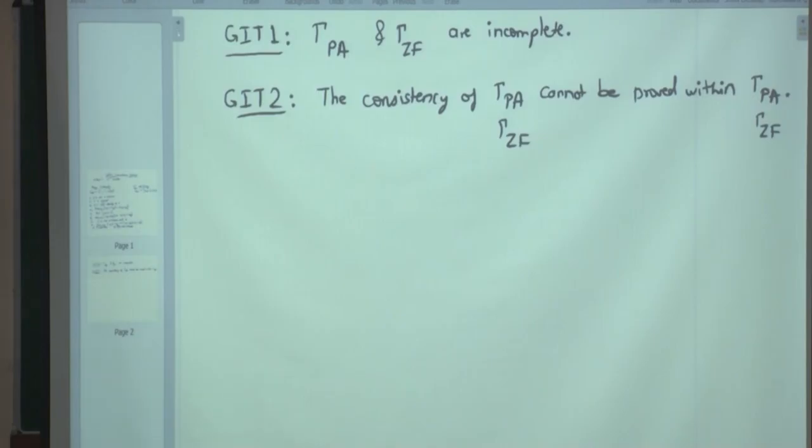The theory of set theory, Zermelo-Fraenkel set theory, if it is consistent, then you cannot prove its consistency. Sounds weird, right? I mean, why should you expect it to prove its own consistency? But that we will see, how to construct a sentence which talks about the consistency of the given theory. That was Gödel's genius.